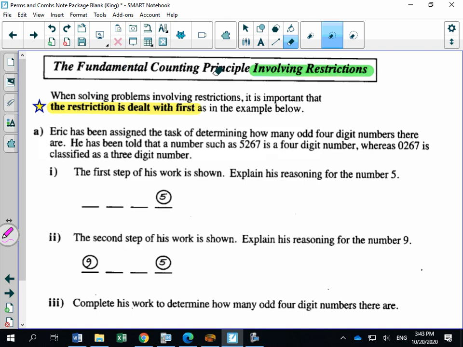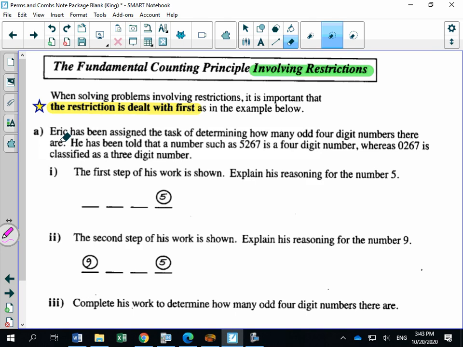It's still going to be the fundamental counting principle, so we're going to set up our stages and the number of choices in each stage, and we multiply. However, we're going to be given something called restrictions. What's really important to remember when we have restrictions is that we deal with the restrictions first. So I'll show you what I mean with that.